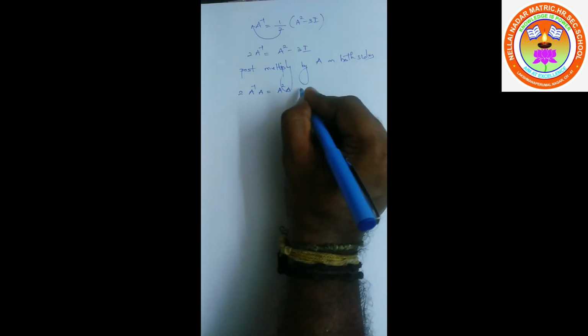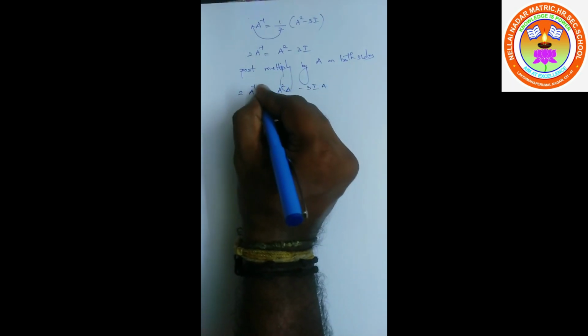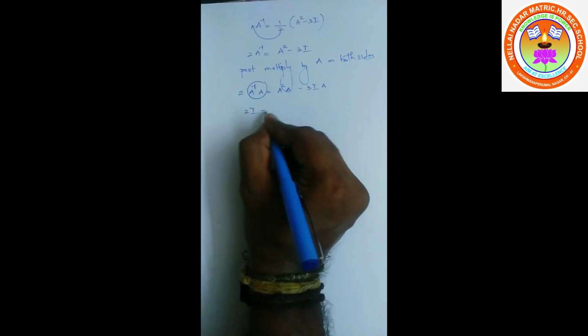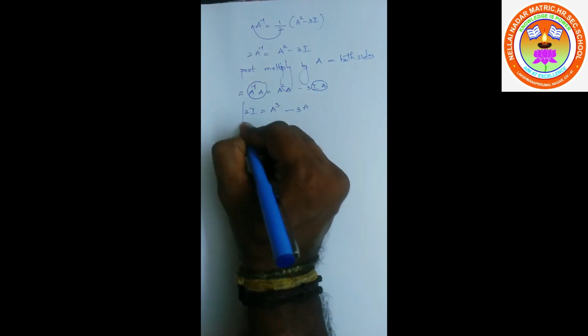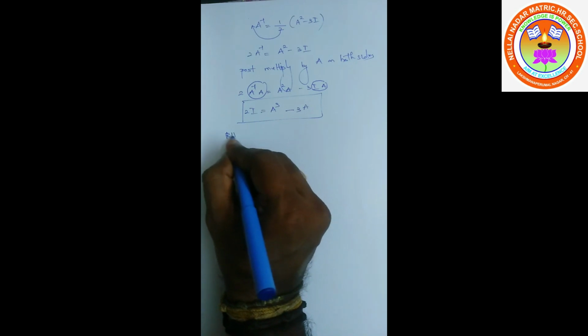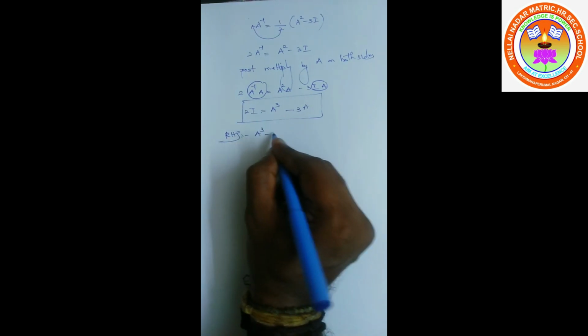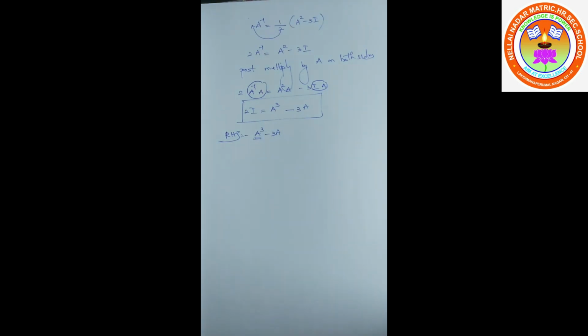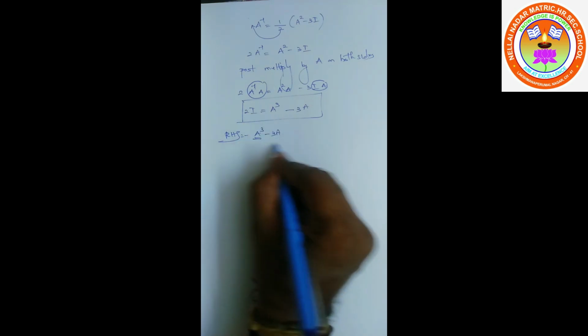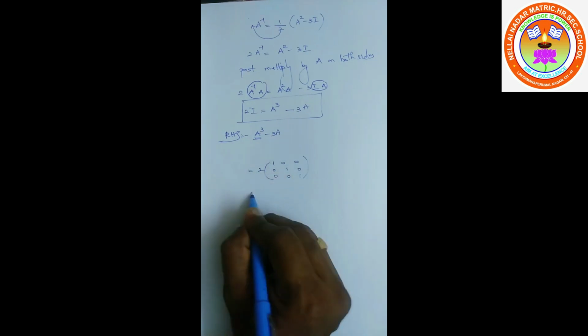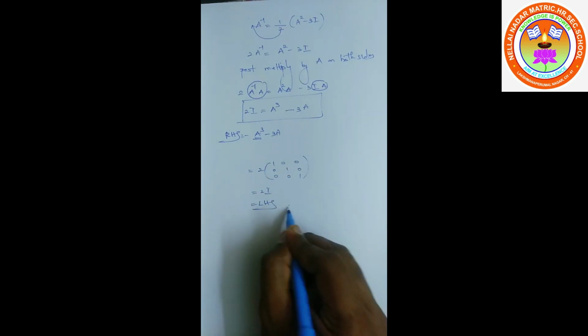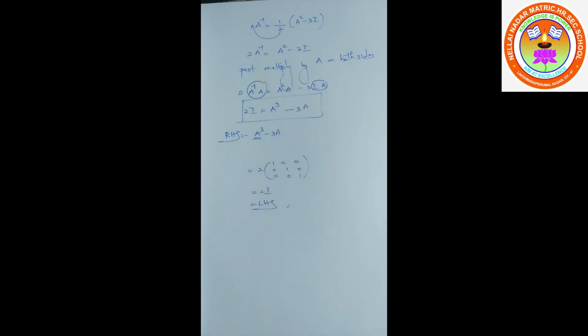If I am going to do post multiply, 2 into A inverse into A is A square into A minus 3I into A. This is A inverse A, nothing but I. A square into A is A cube. I into A is once again A. So we can take RHS: A cube minus 3A. A cube means A into A into A, minus 3 into A. The final answer, if we do all the things, will be 2 into 1 0 0, 0 1 0, 0 0 1, nothing but 2I is equal to LHS. You can do in this method also, no problem.